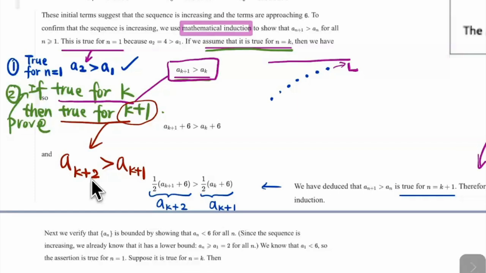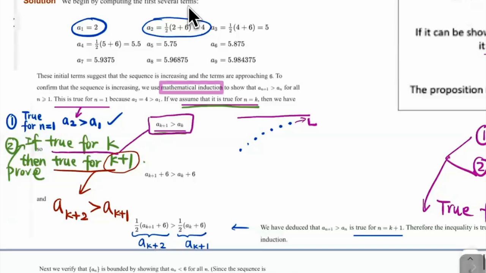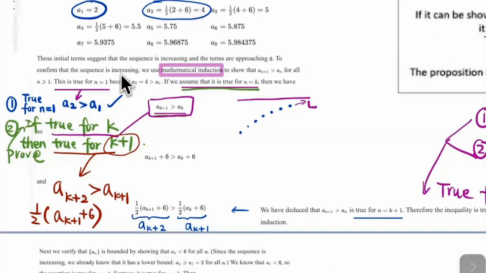Okay, a of k plus 2. How is that related to a of k plus 1? What does it say here? According to this formula, a of k plus 2 is what? Yeah, you got it. So it is 1/2 of a of k plus 1 plus 6, right? It's right here. So it's this one, so you can try to prove this one greater than this, okay?